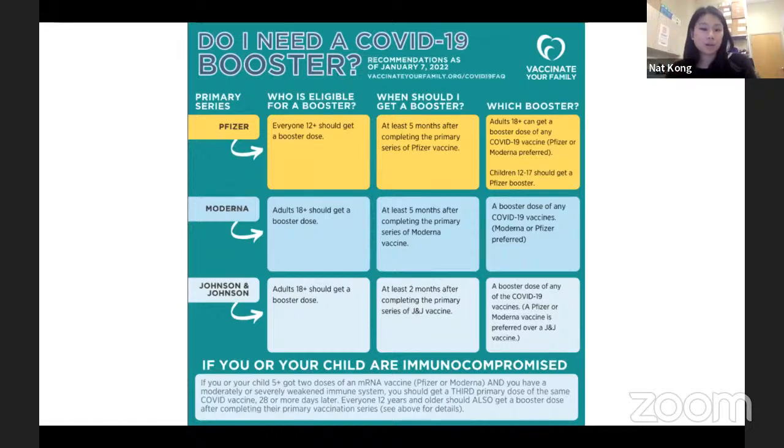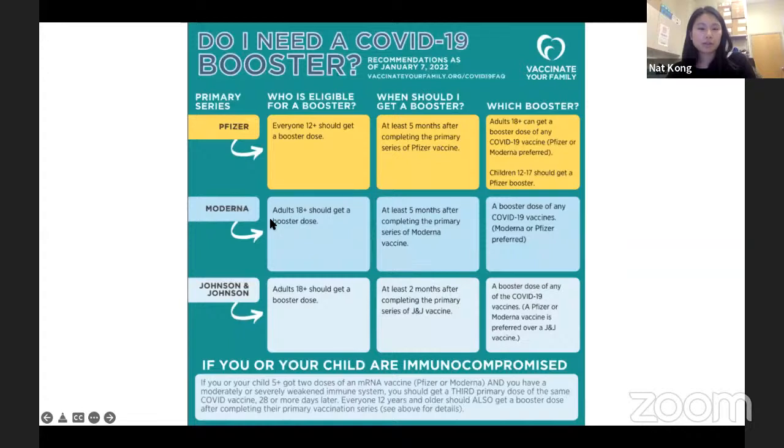Pfizer is available to any child as young as 5 years old. 5 to 11s can get their primary vaccine series, which is the 2 shots of Pfizer. And anyone 12 and up can get the booster dose of Pfizer. When can you get the booster dose? You can get it at least 5 months after completing the primary Pfizer series, and what I mean by primary Pfizer series are the initial 2 shots. This used to be 6 months, but now they've reduced it to 5 months.